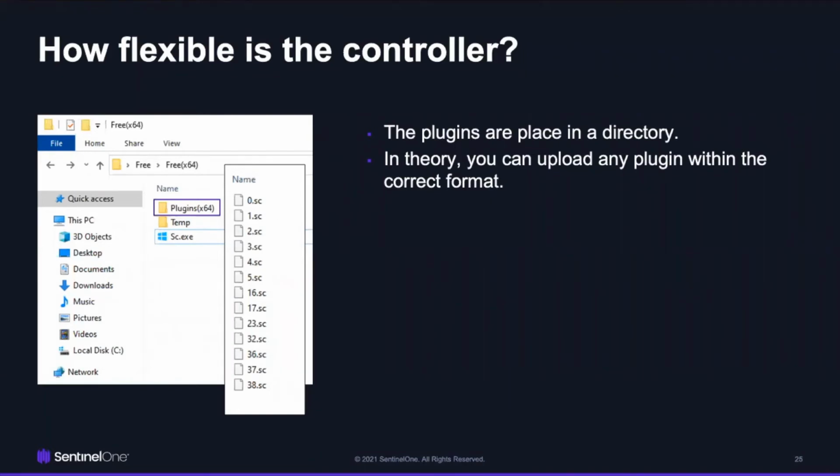Let's start with the structure of the controller. The plugins are placed in a directory. Whenever the user needs to upload a plugin, they can choose the one they need from the directory. So in theory, any plugin encrypted and compressed in the correct format could be uploaded. If anyone wants to add a new plugin, he or she can develop one and upload it to the client side.